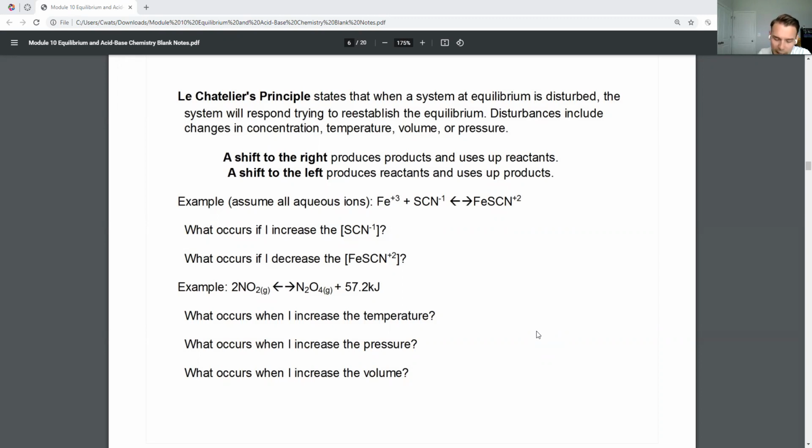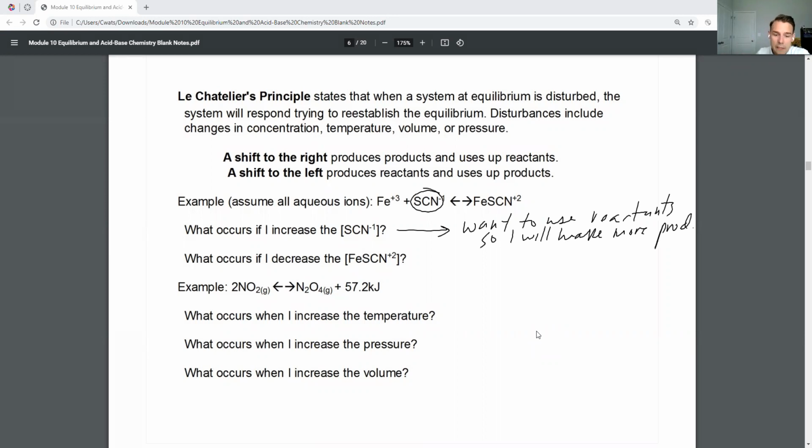So we've got this here. What happens if I increase the concentration of the SCN minus 1? So I'm increasing the concentration of this, which is a reactant. So if I increase that, I want to use it up. So that's going to be a shift to the right. What's going to happen is I want to use the reactants, so I will make more product. Simple enough.